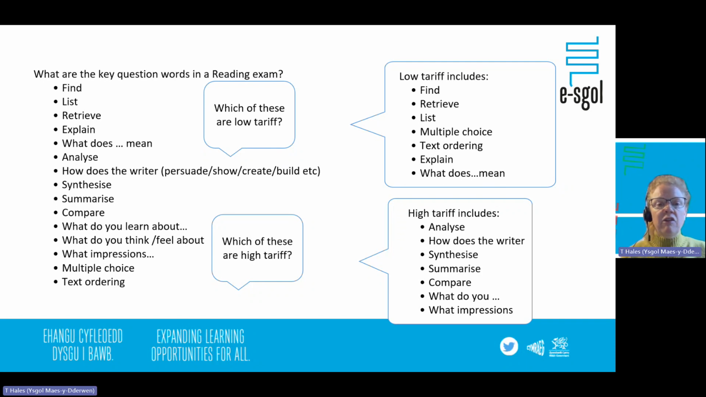For the high tariff questions, you're being asked to analyse. You're being asked to think about how does the writer persuade or convince. You're being asked to synthesise or compare. You're being asked to do more, and therefore they give you more marks for it. All right, so low tariff, high tariff questions. It's good to know which one's which, because then you know which ones you can spend the least amount of time on, which ones you can do quickly and move on.